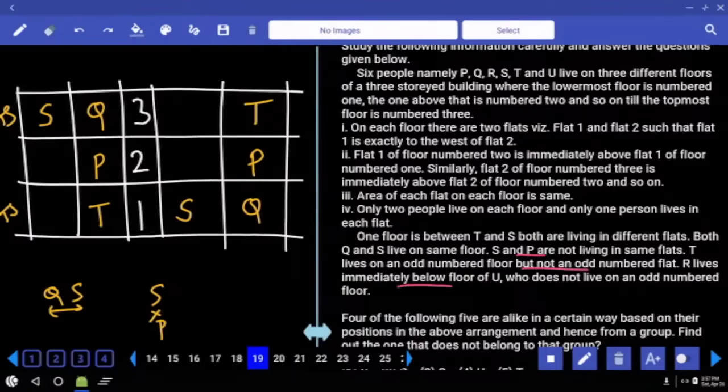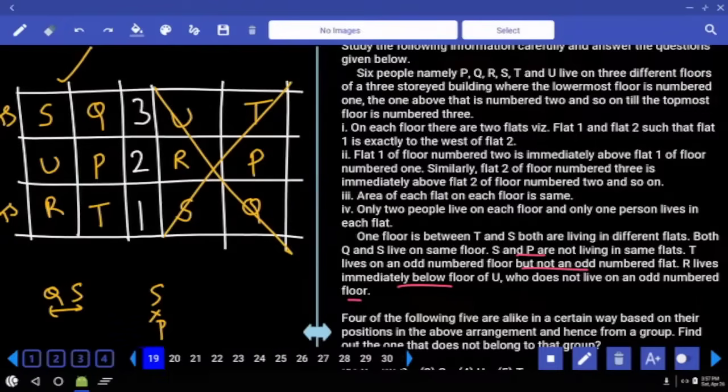R lives immediately below the floor of U. R is immediately below the floor of U. U does not live on an odd number floor. R is immediately below. U is not living on an odd number floor. Here in this case, U is on the third floor, which is odd. This is ruled out. Now we are left with this one. Isn't it easy or not?